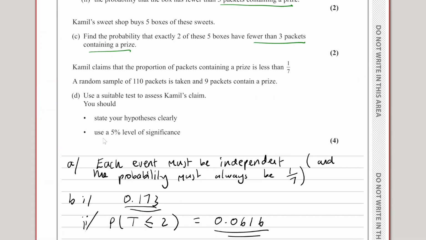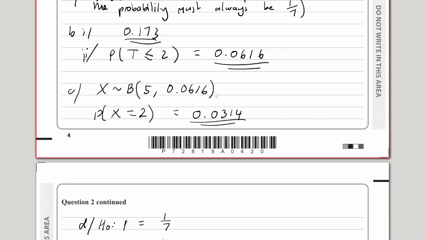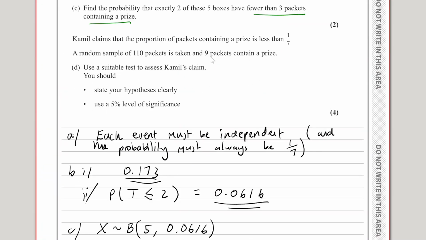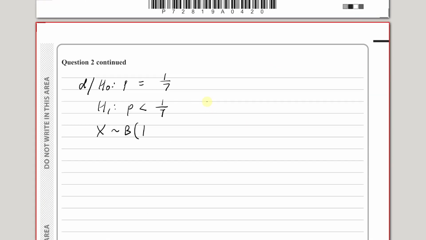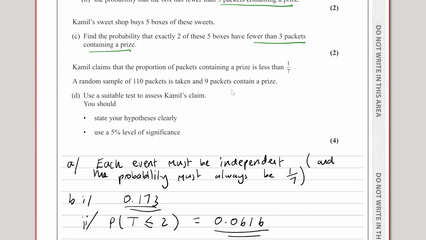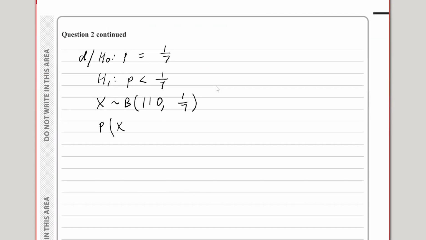So that's the hypothesis. Now we need to do the test. So in a random sample, n is going to be 110 and 9 contain a prize. So what's the chance of that happening? What's the chance of 9 or less containing a prize? So we're going to do a binomial distribution with n as 110, probability 1/7, and we want the probability that we have 9 or less, less than or equal to 9.